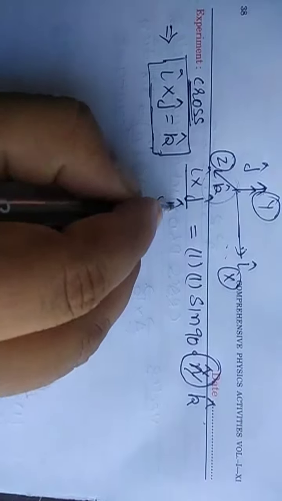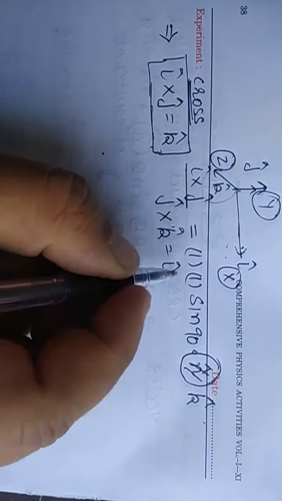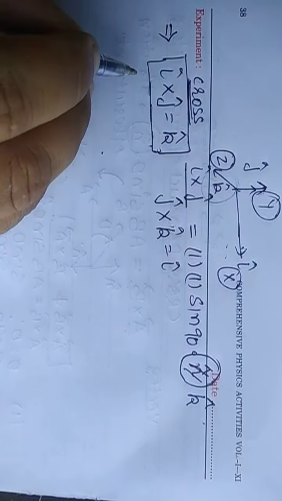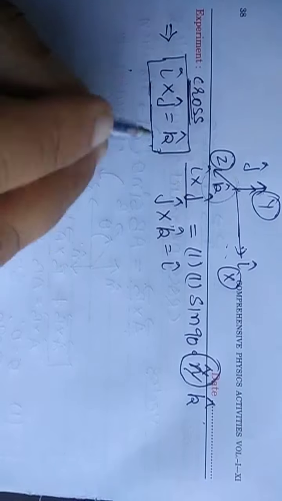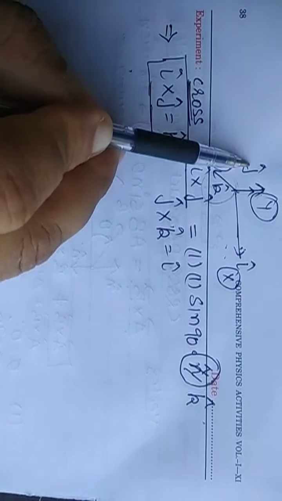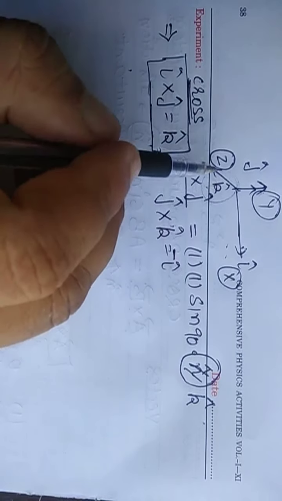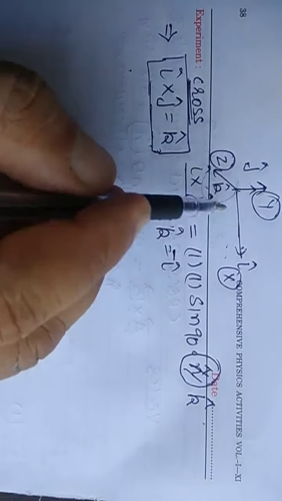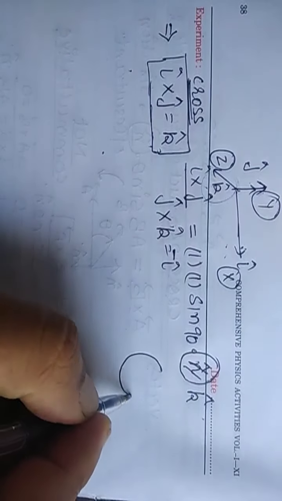Similarly, if I go for j cross k, it will be i cap. If I go for i cross k, it is minus j, and if I go for j cross i, it will be equal to minus k. So how to remember all these?